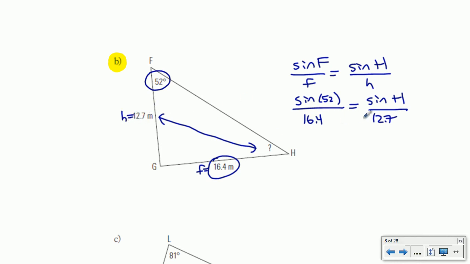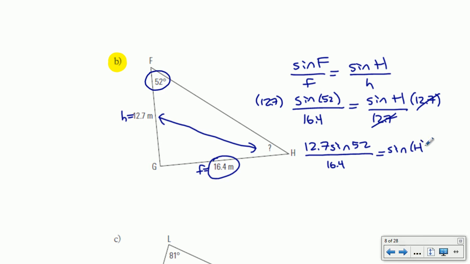And now we just need to multiply both sides by 12.7 because we want to get H on its own. So if we multiply both sides by 12.7, 12.7 divided by itself is 1. So we would have 12.7 sine 52 divided by 16.4 equals sine of H. So we'll need to evaluate this now. So 12.7 times sine 52, figure out what that is, then divide by 16.4. From that you should get something like 0.61022-ish. That equals sine H.